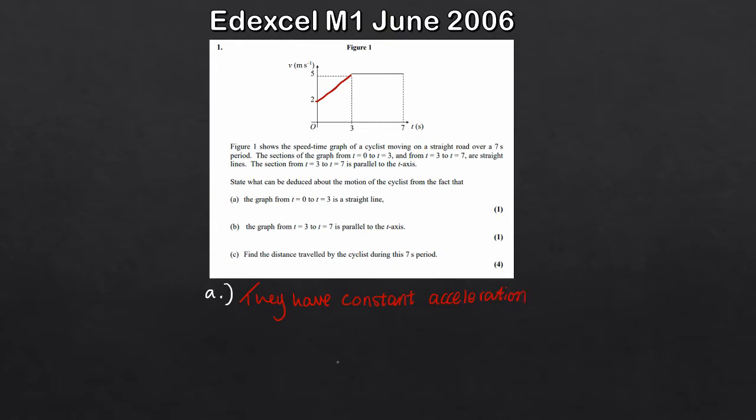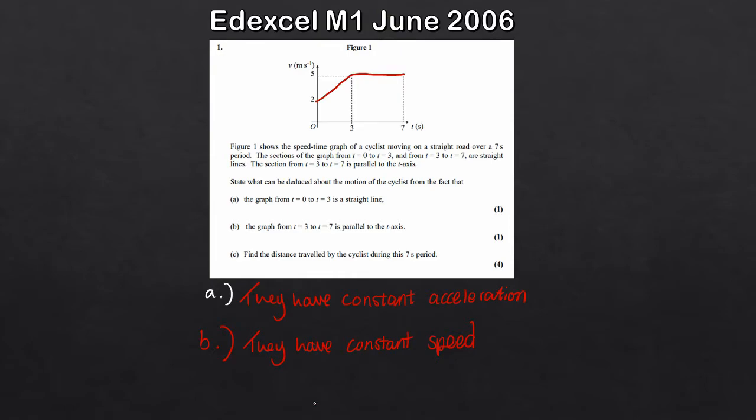So constant acceleration there for part A. I'm just going to carry on in red. Part B. From t equals 3 to t equals 7, what's important about this line being parallel to the t-axis, so the time here? Well, this just means that they have a constant speed, okay? So in that case, they have constant speed.